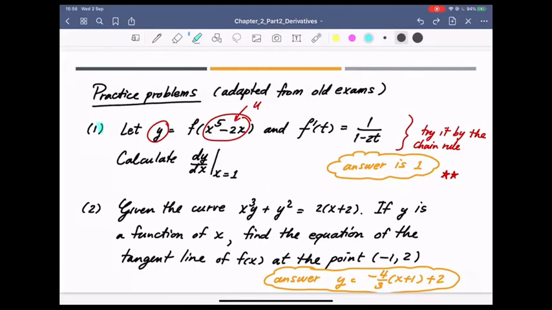Well, if you cannot do question 1 here, you can ask me later. But this is the same difficulty level that you're gonna see when we give you a test.